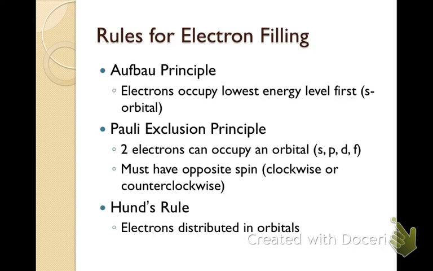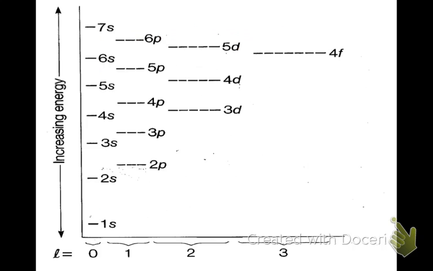And Hund's rule says that electrons are going to be evenly distributed in the orbitals before they get placed back into other ones. So let's take a look at this image. We have on the left-hand side energy increasing, and on the x-axis we actually just show you the different placements. So the s's go first, then the p's, the d's, and the f's.